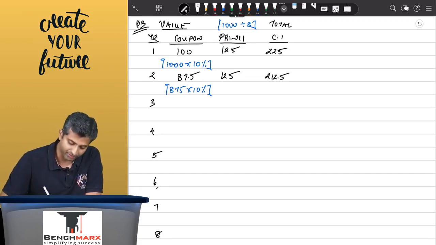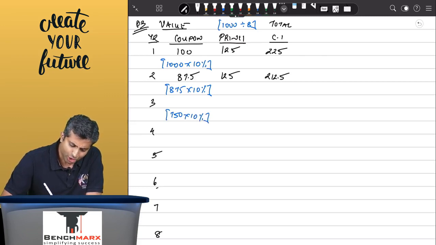This is 212.5. Then going further, you will have another, let's say, 125 repaid, which means this is 750 into 10%, and hence this is 75. So over here you will keep on doing this. So this is, let us say, 200 rupees.